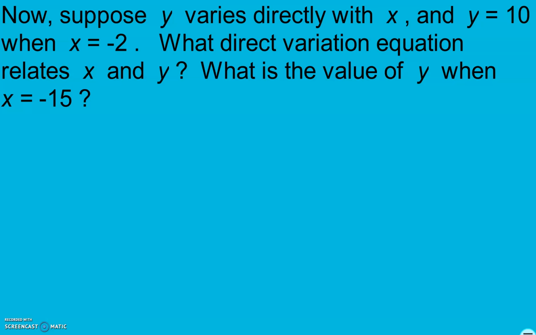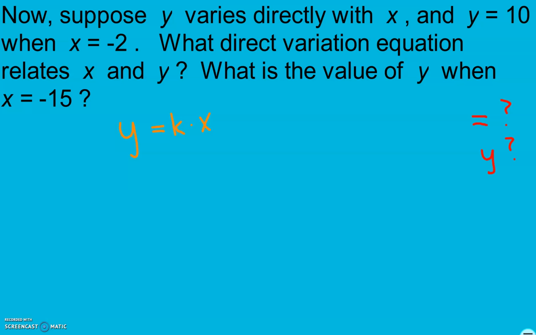Now, suppose y varies directly with x, and y equals 10 when x is negative 2. What direct variation equation relates x and y? What is the value of y when x equals negative 15? So we're looking for two things here. It says, what direct variation equation relates x and y? So I'm looking for an equation. And then it says, what is the value of y when x is negative 15? So suppose y varies directly with x means y equals k times x.